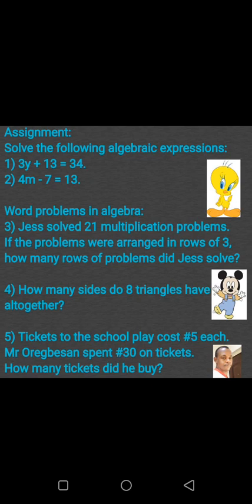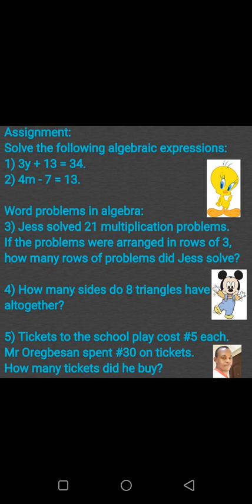Okay, number 4, how many sides do 8 triangles have altogether? During one of our topics, what was that now? I think the second topic, talking about geometry. The triangle, we dealt with a triangle that's under polygons. So triangle having how many sides? Tri means 3. So how many sides does a triangle have altogether? 8 in 3 places should give you what?